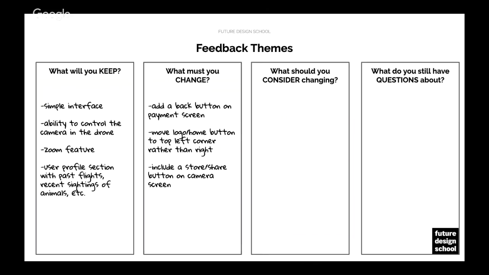So for example, you may get some positive feedback on things like the interface. So you want to keep a simple interface. You want to keep the ability to control the camera in the drone. You want to keep the zoom feature, and you want to keep the user profile section with past flights, recent sightings of animals, etc. When you're thinking about what must you change, you want to add a back button on the payment screen. You want to move the logo or home button to the top left corner rather than the right. You might want to include a store or a share button on the camera screen.